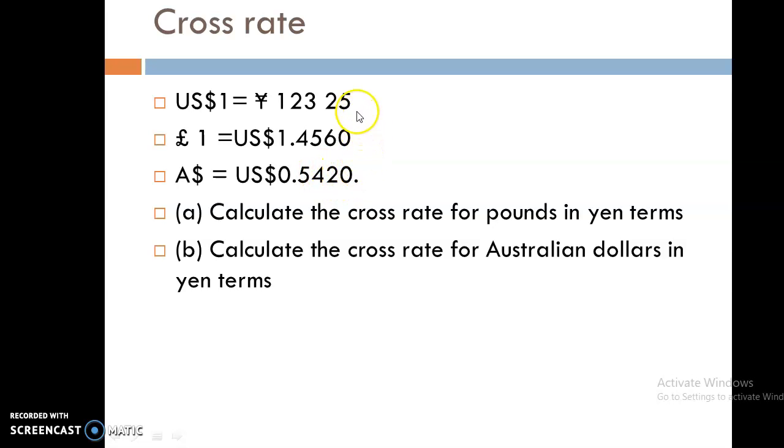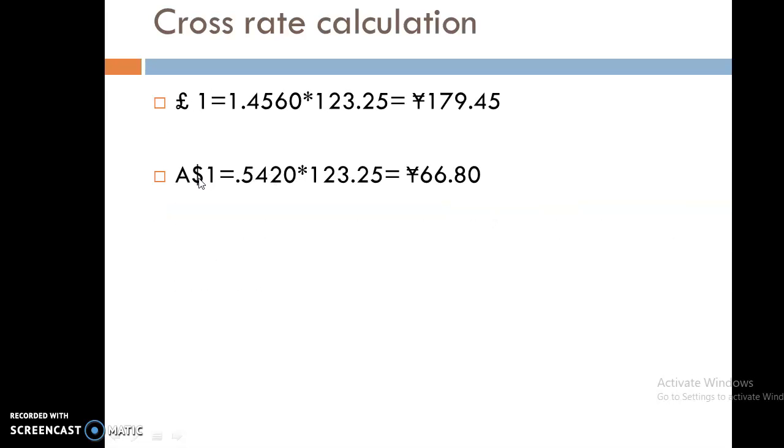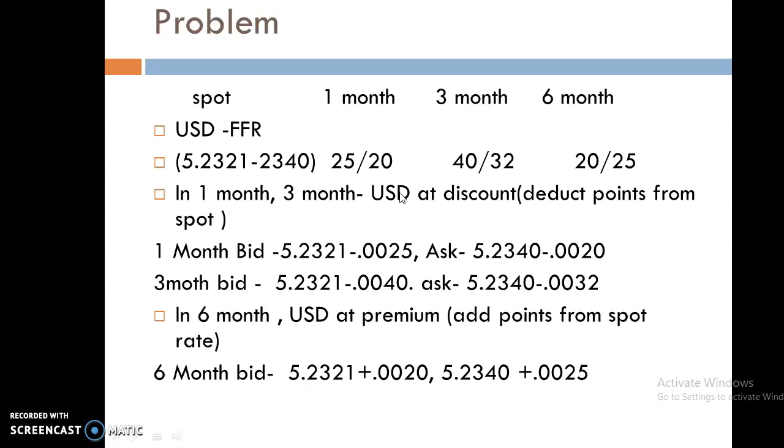You do the multiplication between these two, 123.25 into 0.5420. You will get the value of 1 Australian dollar in terms of yen. 0.5420 into 123.25. You will get 66.80 yen. This is the method of cross rate calculation.